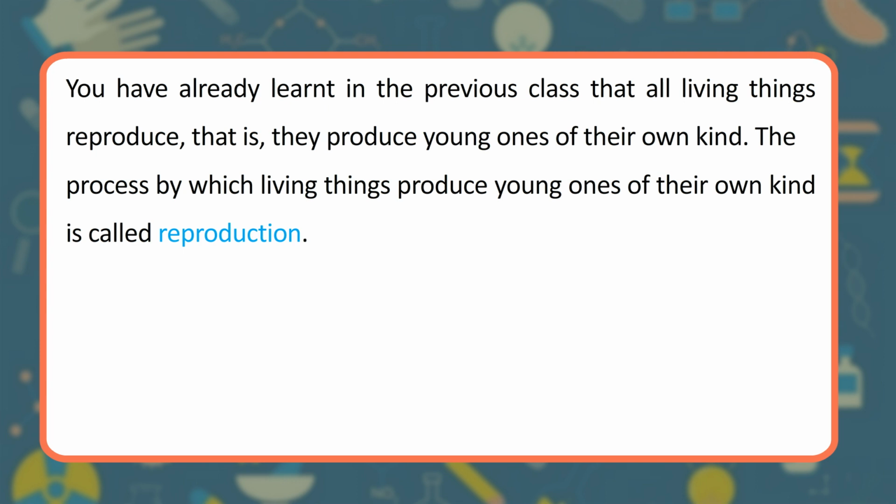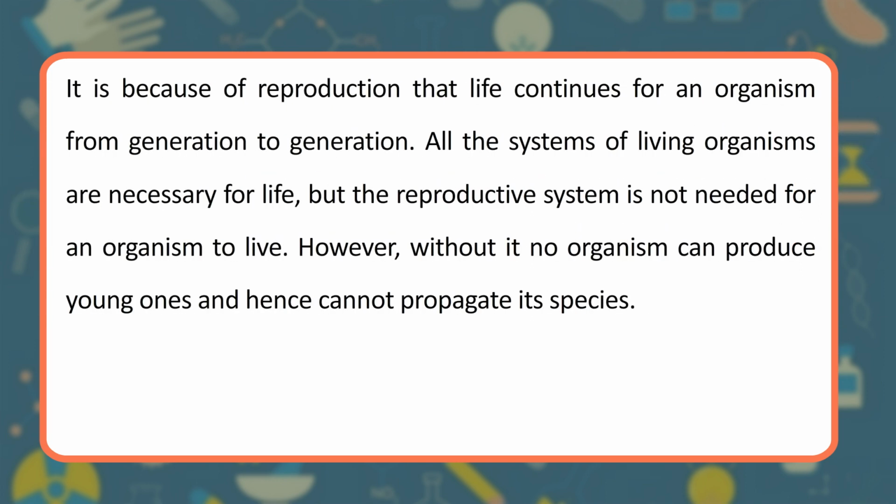You have already learnt in the previous class that all living things reproduce, that is, they produce young ones of their own kind. The process by which living things produce young ones of their own kind is called reproduction. It is because of reproduction that life continues for an organism from generation to generation. All the systems of living organisms are necessary for life, but the reproductive system is not needed for an organism to live. However, without it no organism can produce young ones and hence cannot propagate its species.